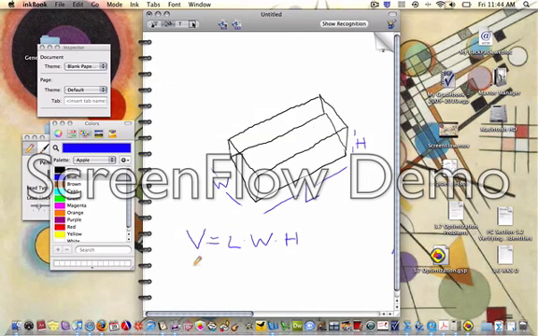And let's write the volume as a function of x. Well, capital L is little l minus 2x. Capital W is little w minus 2x. And h, the height, is just x. So we've got the volume as a function of just x.